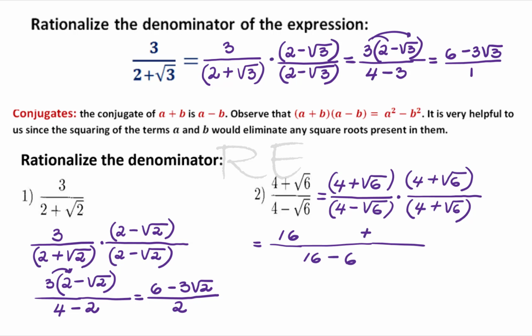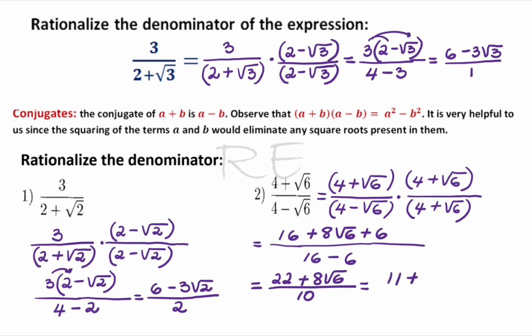The top part is a perfect square. 4 times 4, 16. Square root of 6 times square root of 6, 6. And 4 square root of 6 plus 4 square root of 6, 8 square root of 6, the middle term. 16 plus 6, 22. We obtain 22 plus 8 square root of 6, over 16 minus 6, 10.